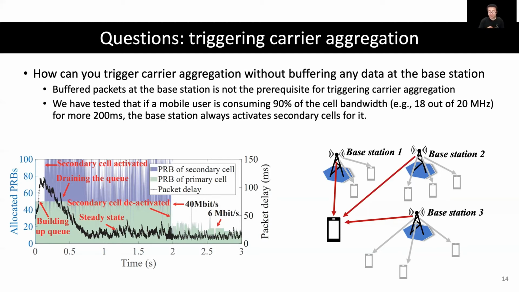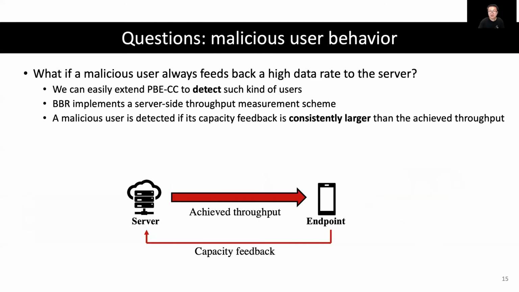But we want to emphasize that buffered packets at the base station are not the prerequisite for triggering carrier aggregation. As long as you are using a large amount of bandwidth, the cellular network will automatically detect it and activate secondary cells for you. The last question is about malicious user behavior.